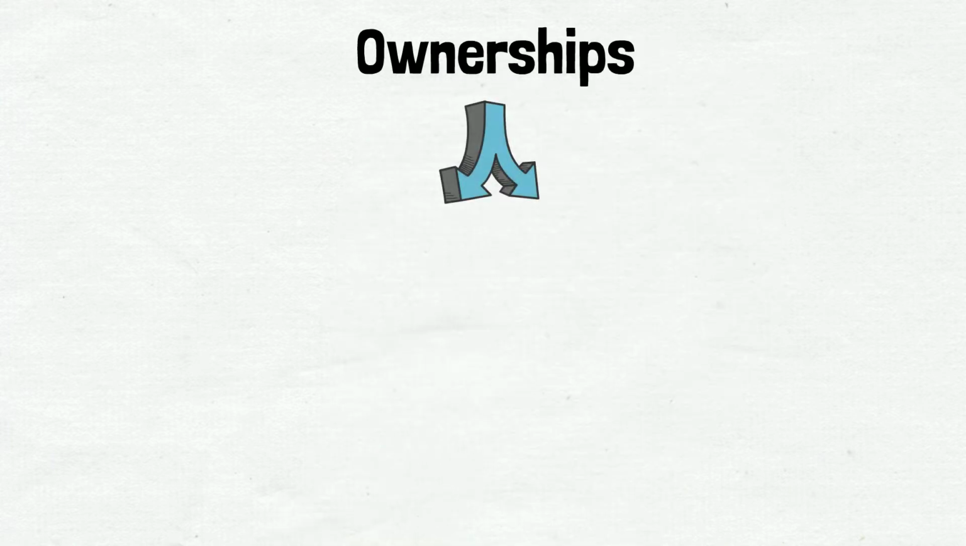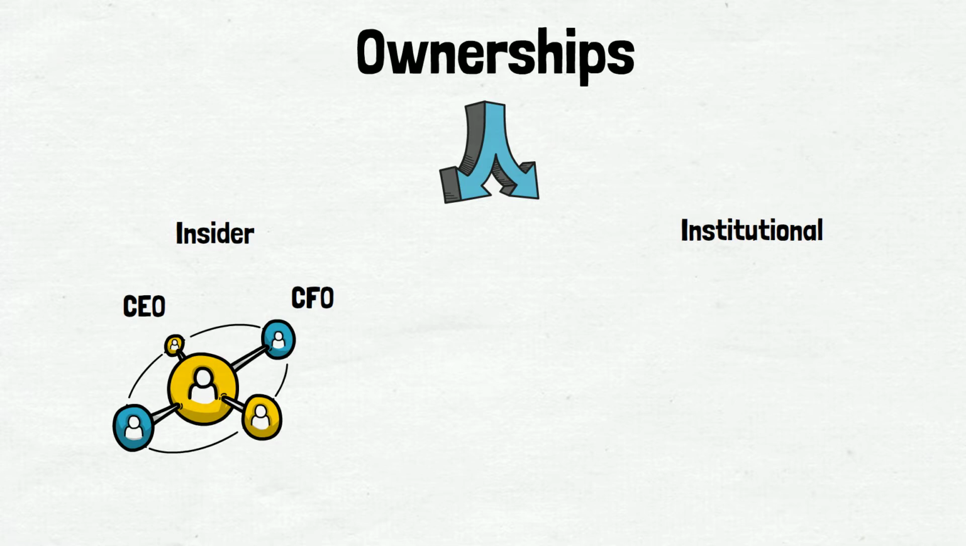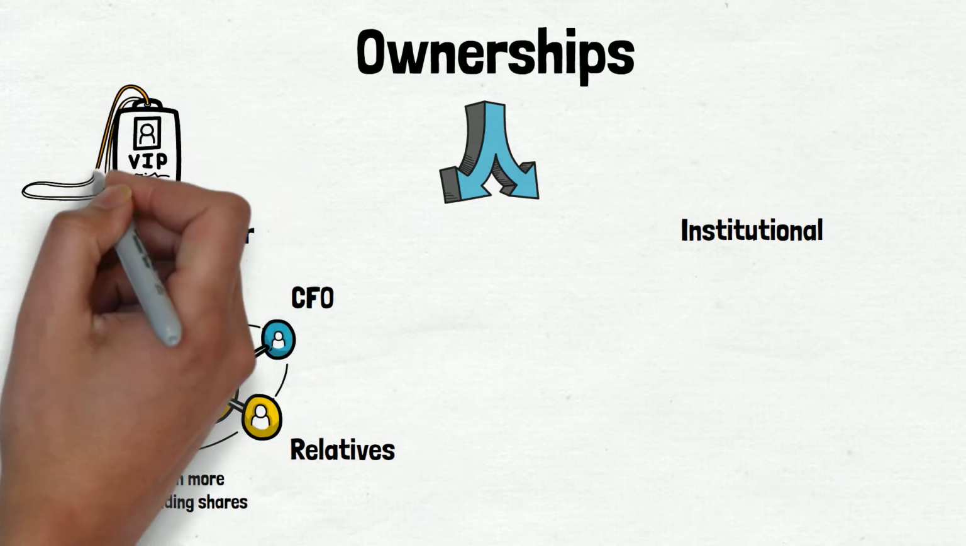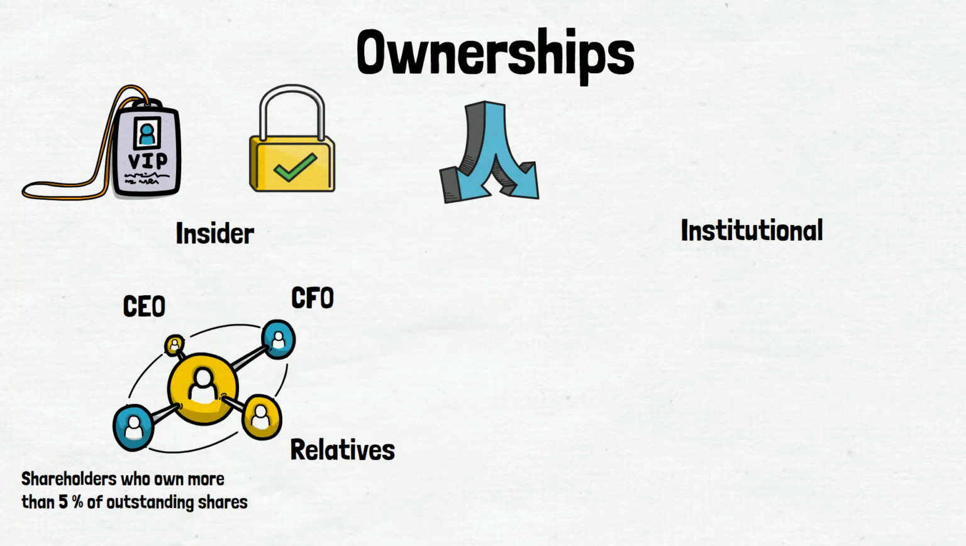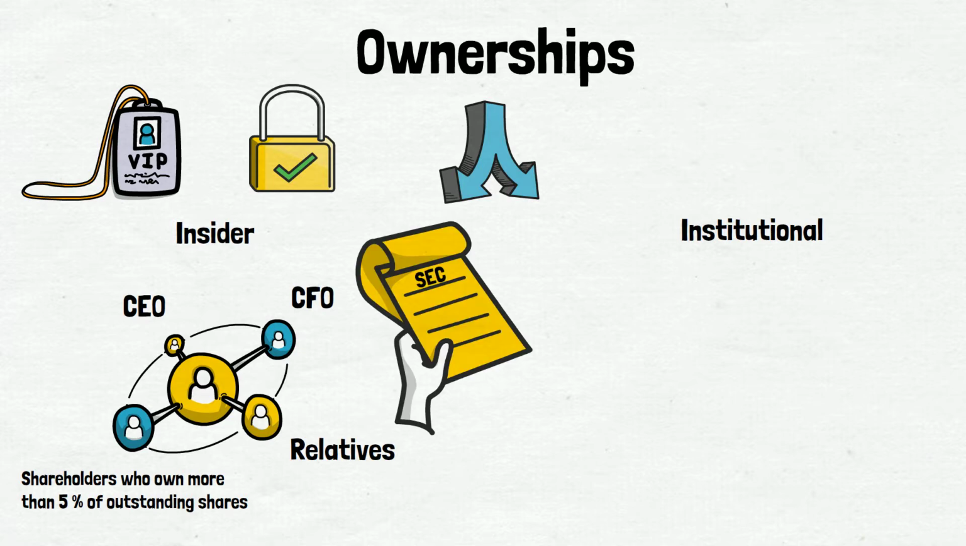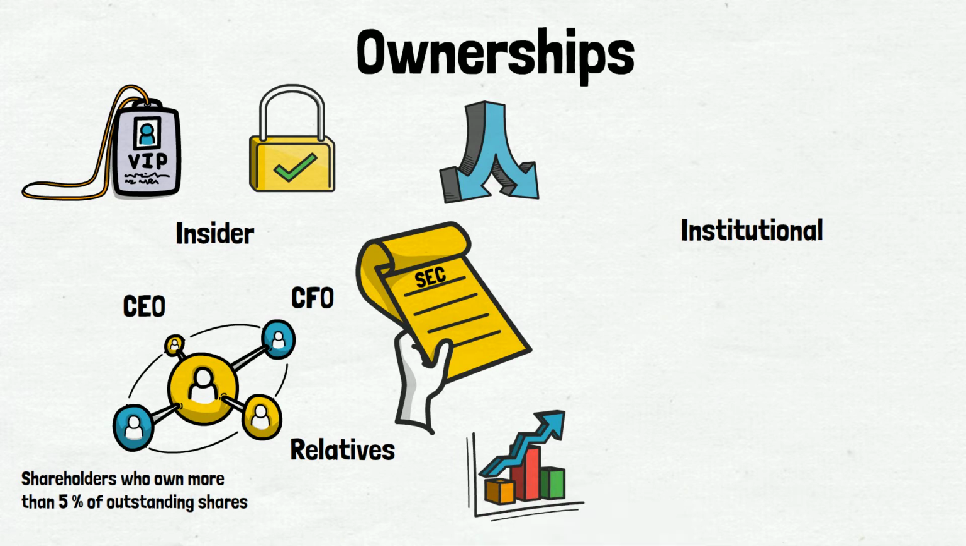Next are insider and institutional ownerships. Insiders are a company's officers, directors, relatives, shareholders who own more than 5% of the shares outstanding, or anyone else with access to key company information before it's made available to the public. Usually, insiders need to file a report with the SEC before they can acquire or dispose of the stocks they are insiders to. Because you can interpret that if an insider is buying more, that means more upside for the company's future, and vice versa.